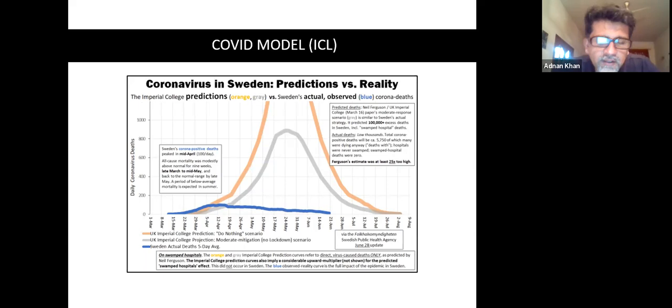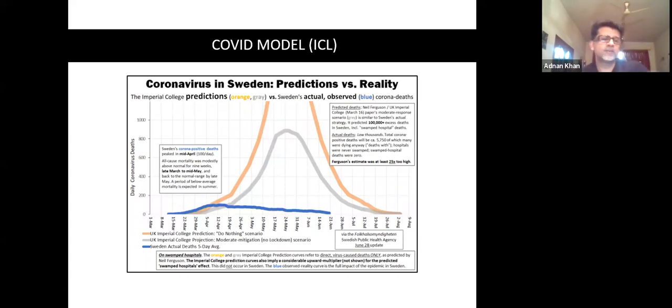Then the Swedes took over, and the Swedes said, you know what, Imperial College is a very good place. We are impressed by them. So we will try to sell this to our people, that we will make models based on their models. The Swedish model is basically, here you go. If you had a moderate kind of mitigation, then this is what would happen: 800,000 deaths. And here's where the actual mortality curve of Sweden was. Okay. So this is very bad, right?